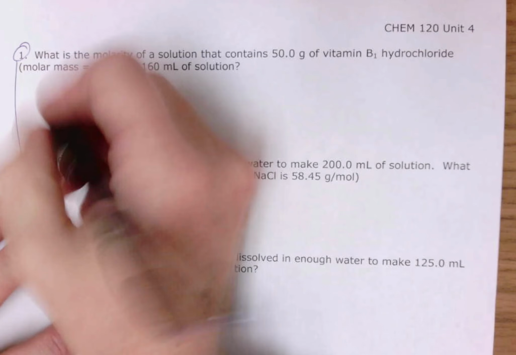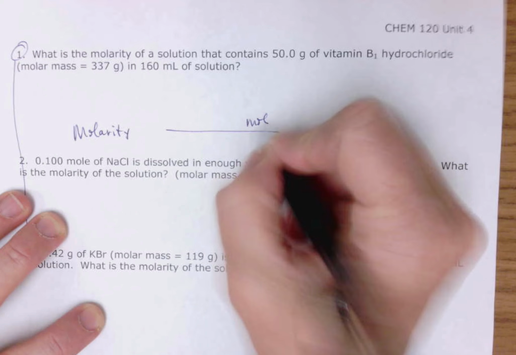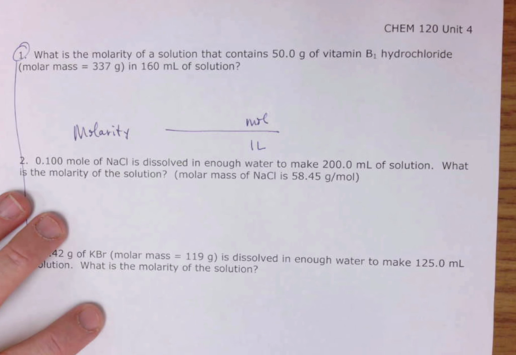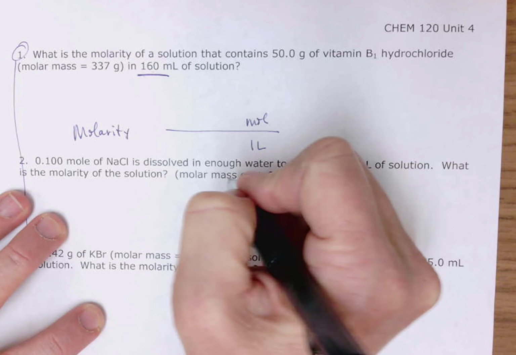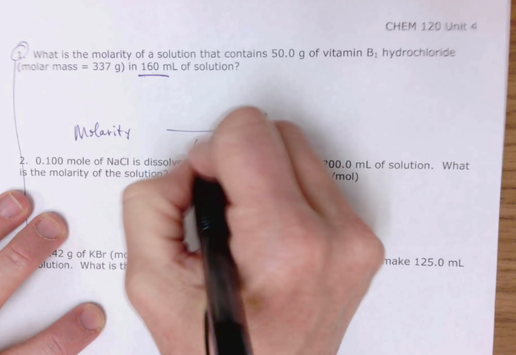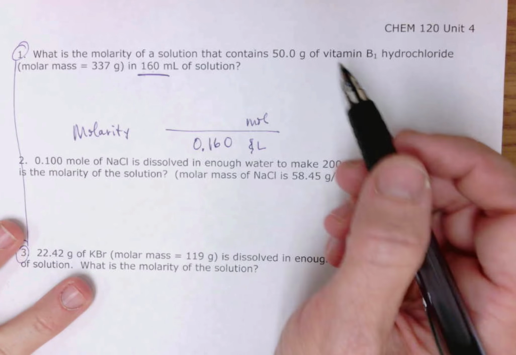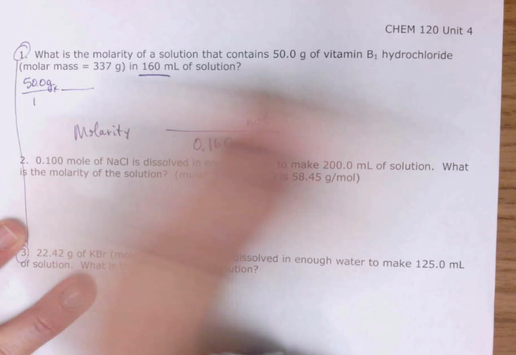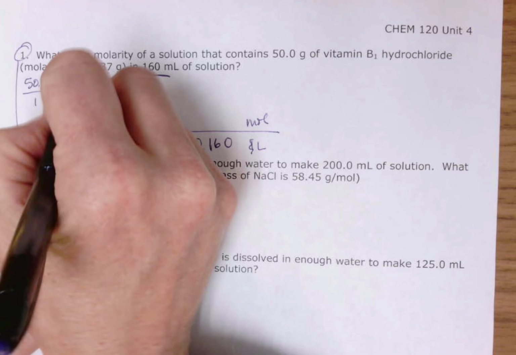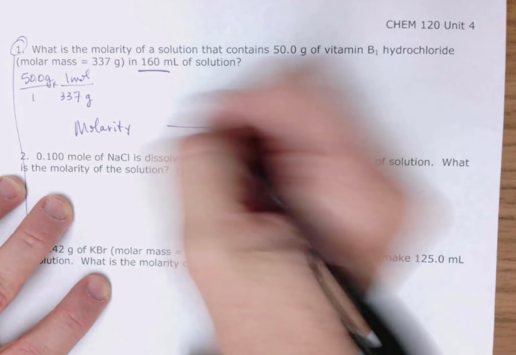Remember that molarity is moles over liters. So we have 160 milliliters, so 0.160 liters, and then the moles I'm going to have to calculate: 50 grams divided by 337 grams over 1 mole. 50 divided by 337, and I end up with 0.148.